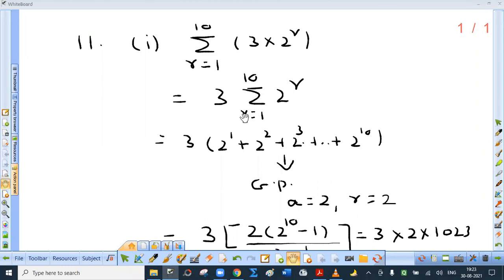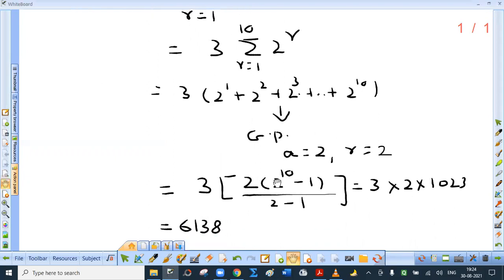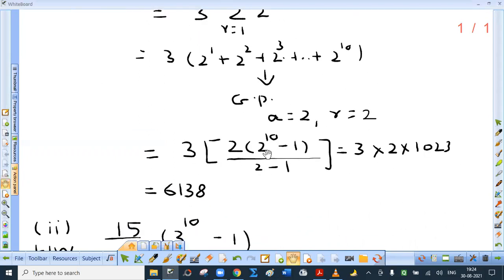3 is constant. Now, sigma stands for summation, sum of. So, the lower limit is 1, put r equal to 1. Sigma stands for summation, so plus the next value of r, 2, up to 10. So, 2 raised to 1 plus 2 raised to 2 up to 2 raised to 10. Now, these terms are in geometric progression with first term 2, common ratio 2. The formula is there, apply that. 2 raised to 10 is 1024, less 1, into 6. So, 6138 is the answer.